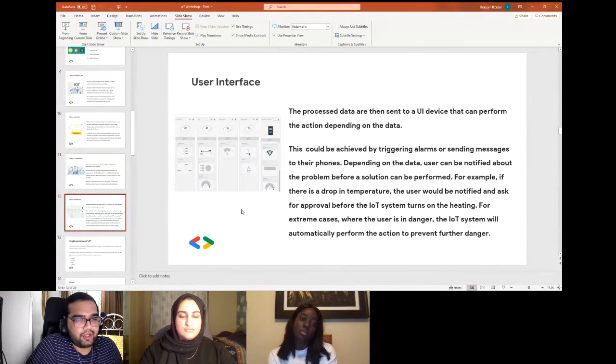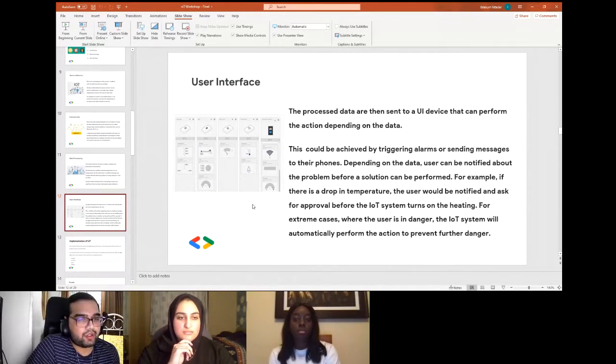And finally, the user interface. The user interface is the action and the commands that are performed depending on the data that we have just processed. There could be different types of action the IoT device can take. If it's something simple, such as the temperature dropping in your household, it can send an alarm or a text message to the user to turn on the central heating of the house. Or for extreme cases, say if the user is suffering from a heart attack or something, it would perform the action automatically to prevent further danger.